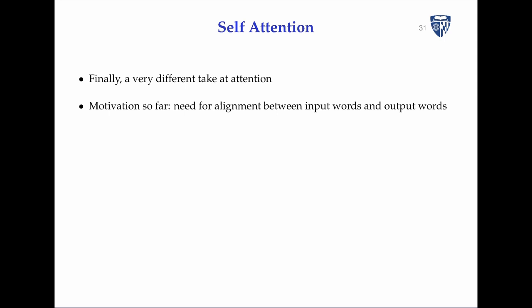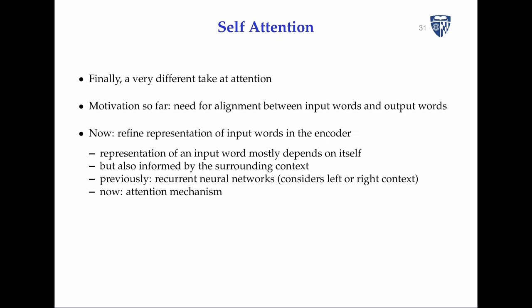So let's start by talking about this in the encoder. So we have the words in the encoder lined up, and we want to now refine the representations of the input words, still just in the encoder, without worrying about what it will be translated to. So the representation of an input word mostly depends on itself, meaning that when we come up with a representation of an input word, initially we look up the word embedding, and then when we refine it, yes, we're going to look at the surrounding context, but it mostly depends on itself.